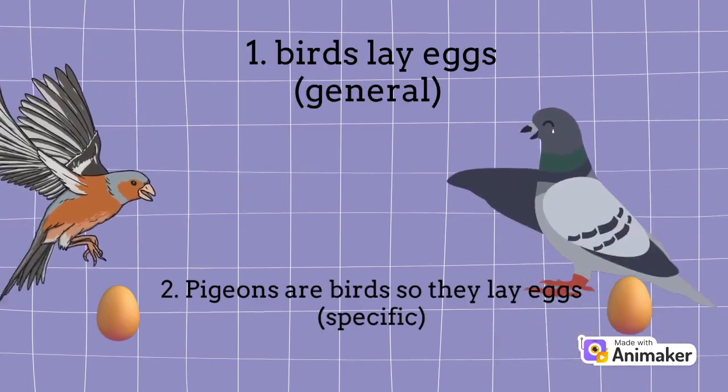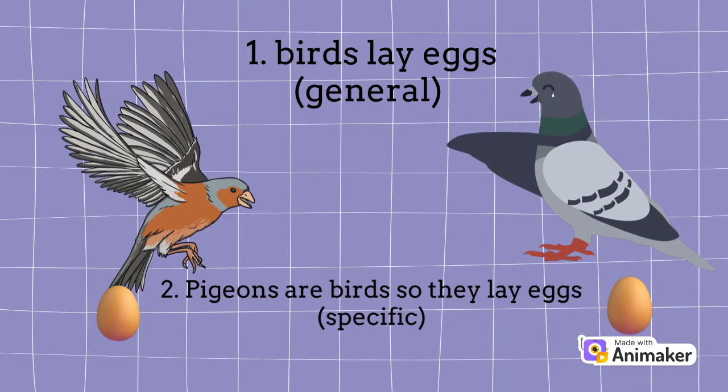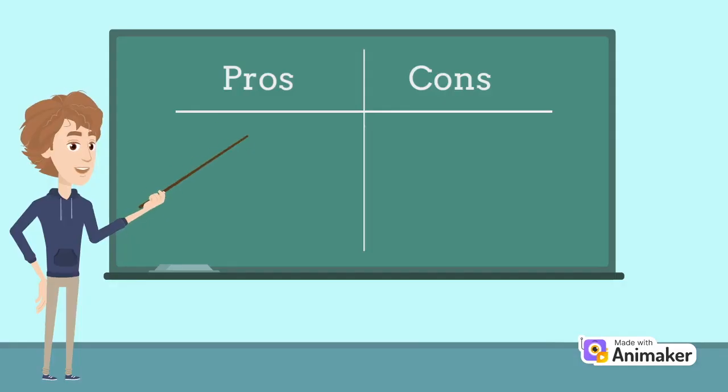Another example is that we know birds lay eggs. Pigeons are birds, and therefore pigeons lay eggs. As we see, the argument goes from general to specific. There are several advantages and disadvantages that come with using the deductive research approach.